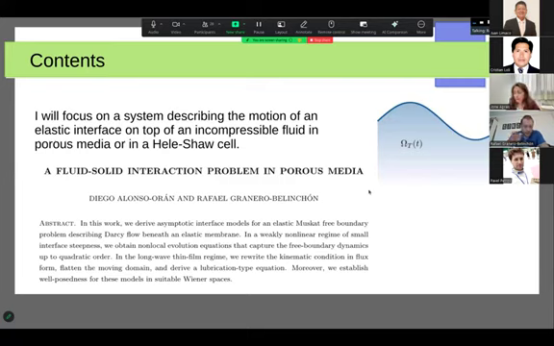So for now we are going to consider a two-dimensional fluid. I don't know whether you see my mouse. Can you see it? Okay, so this blue region is the two-dimensional region occupied by the fluid, and the solid blue line is an elastic membrane. On top we assume that there is vacuum.